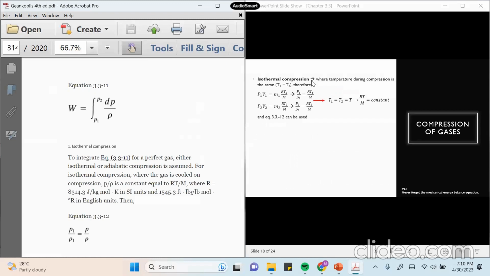Okay, so we go to isothermal compression, where the temperature during compression is the same, T1 equals T2. Since it's gases, we can use PV equals nRT, right? So if we have a first condition with P1, V1, M1, T1, and also a second condition, P2, V2, M2, T2, during the compression, is there any mass change?